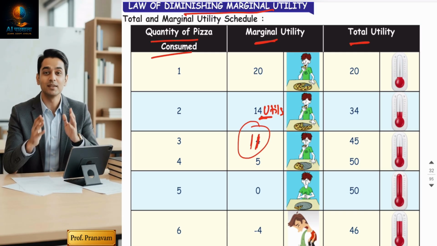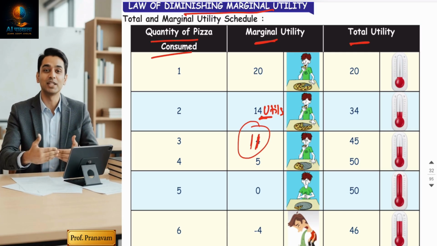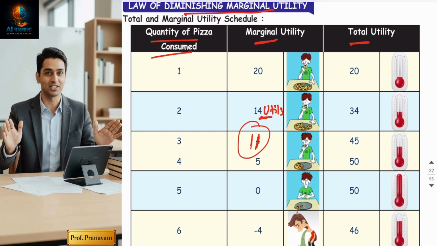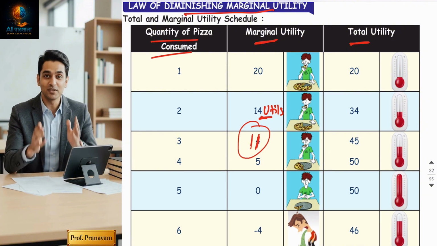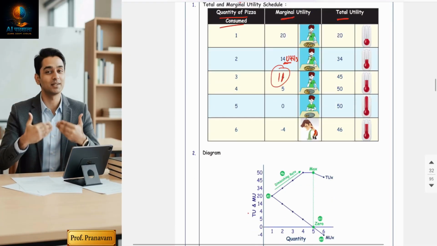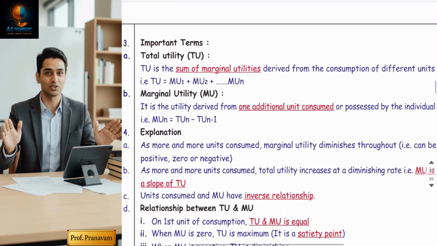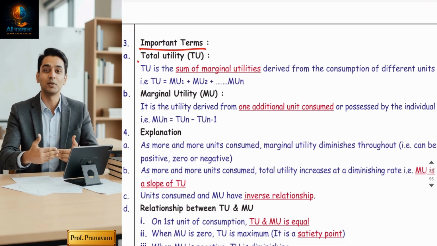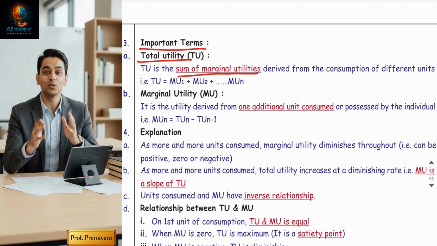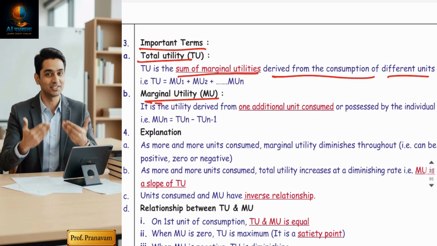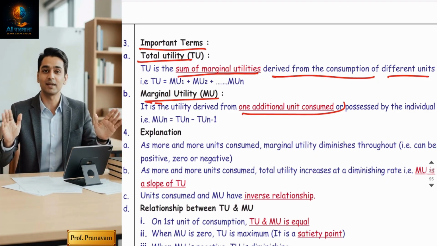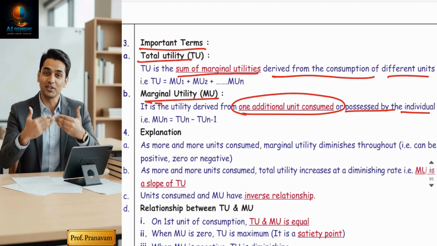Marginal utility is the satisfaction, that is utils, derived from each unit consumed, or I can say from consuming each slice of pizza. And total utility is nothing but the sum of marginal utility, the total of MU. Now see your important term, point number three. Total utility is the sum of marginal utility derived from the consumption of different units. And what is marginal utility? It is the utility derived from one additional unit consumed or possessed by an individual.